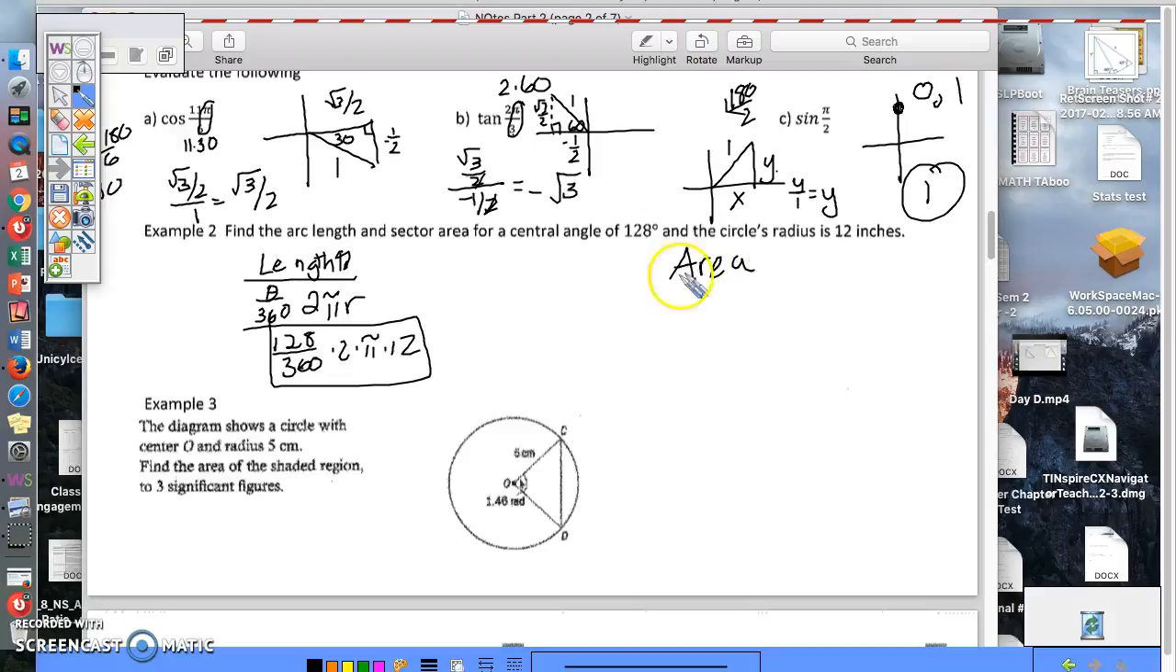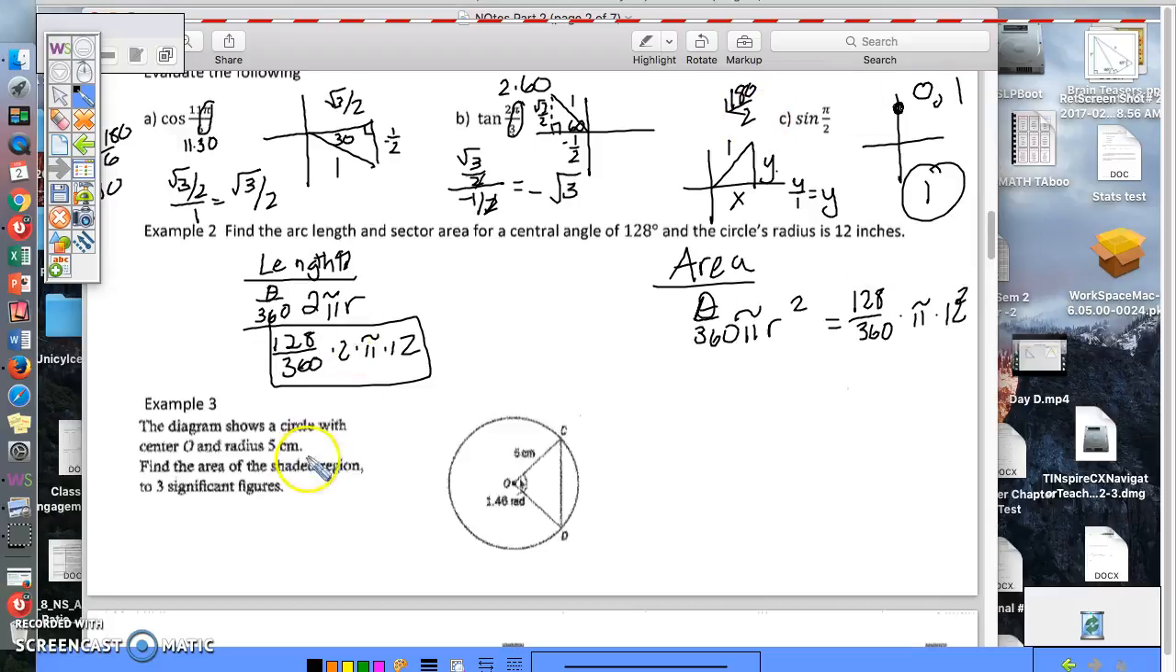And then it says area. So we know that's pi r squared, but we have just part of it, so theta over 360. So for this one, we would have 128 over 360 times pi times 12 squared. And then I'll leave that for you to type in.